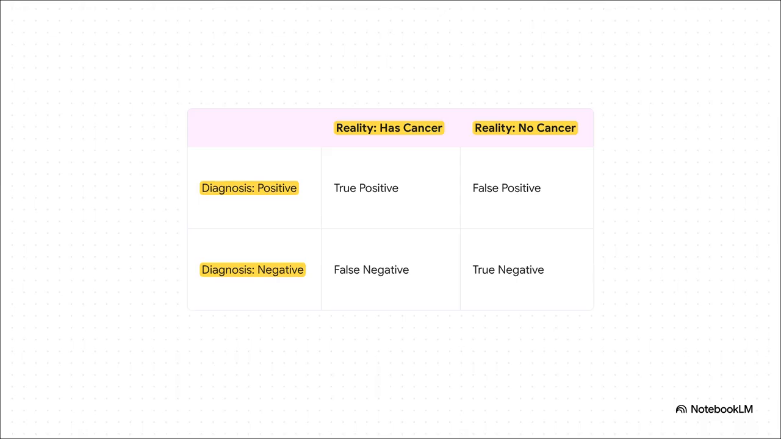If the test says positive and you're actually sick, that's a true positive, a correct hit. But if it says positive and you're healthy, that's a false positive, a false alarm. Now, if the test says negative but you're actually sick, that's a false negative, and that's a really dangerous miss. And finally, if it says negative and you're healthy, that's a true negative, a correct all clear. Every search result, whether it's for medicine or DNA, falls into one of these 4 boxes.